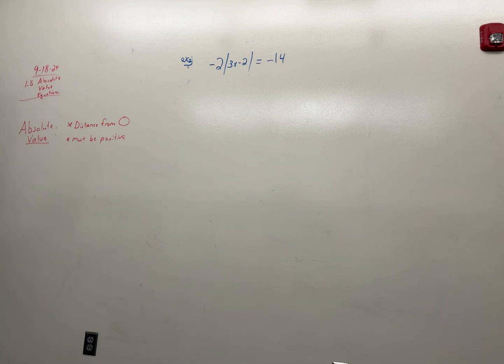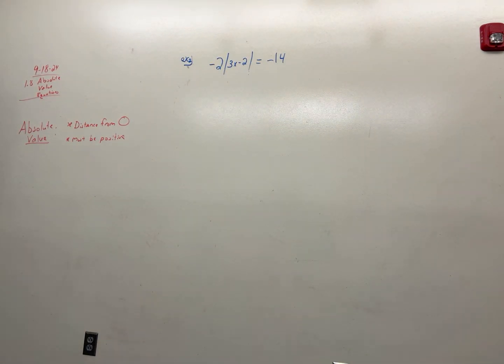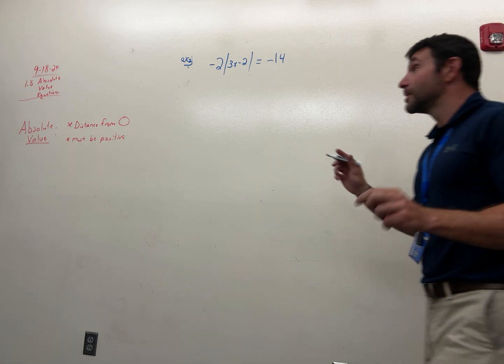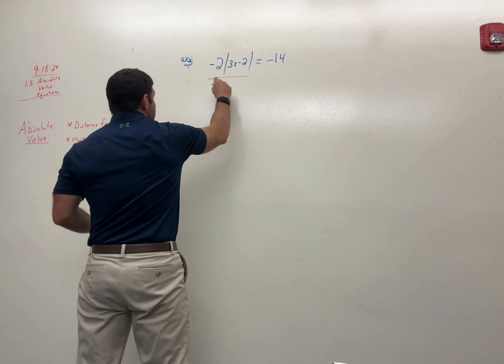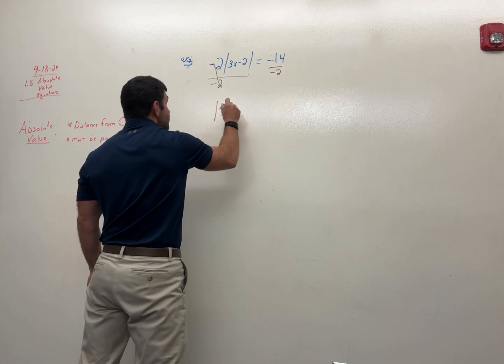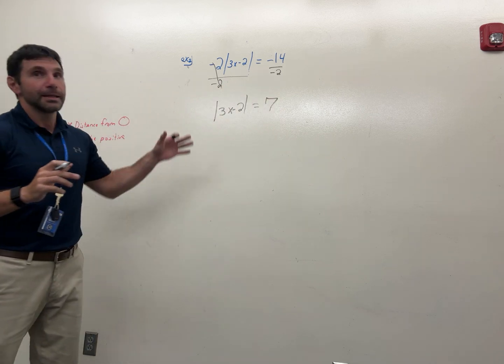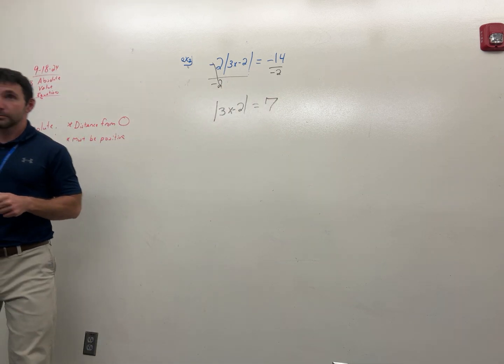Okay, so I'm only doing the first step. What do we have to do to isolate the absolute value? Divide by? We're dividing both sides by negative 2. That leaves me the absolute value of 3x minus 2 equals 7. Now break it apart and go.